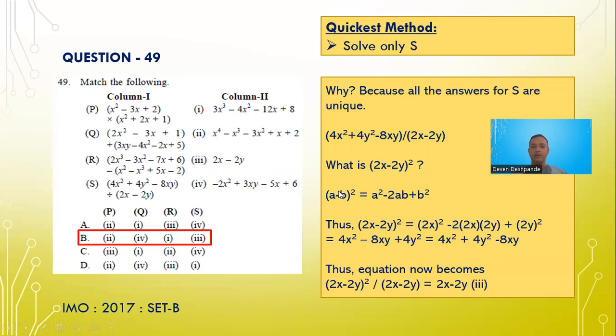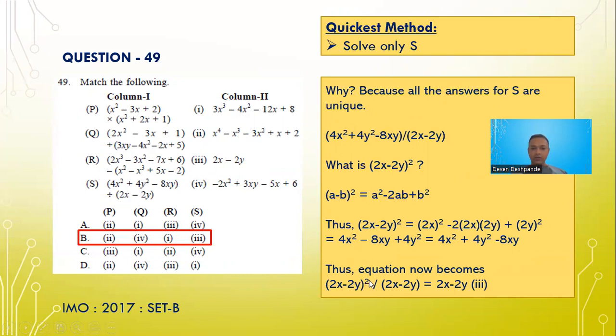If you replace a by 2x and b by 2y, then a square minus 2ab plus b square will be 2x square minus 2 into 2x into 2y plus 2y square. So 2x square is 4x square, minus 2 into 2 into 2 is 8xy, plus 2y square is 4y square. So 2x minus 2y whole square is 4x square minus 8xy plus 4y square, which is the same as 4x square plus 4y square minus 8xy. So this is actually the square of 2x minus 2y.